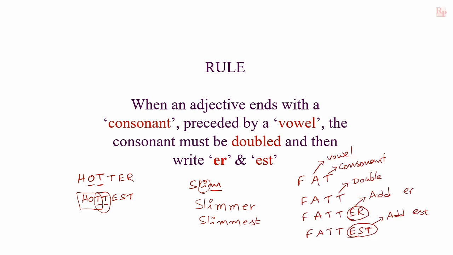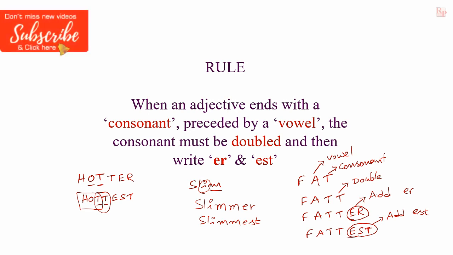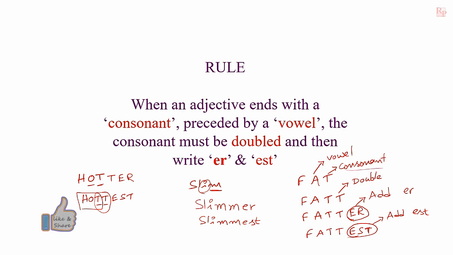See another example, F-A-T, fat. T is a consonant and A is a vowel. A consonant is preceded by a vowel, and that's why you have to double the last consonant, and then you have to add ER for the comparative degree and EST for the superlative degree. Learn this table by practice.